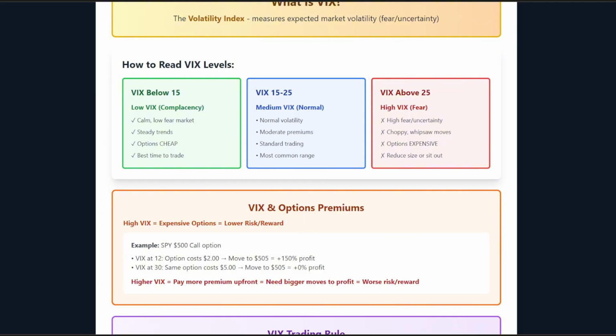When you see VIX trading between 15 and 25, that's a medium VIX: more normal volatility, moderate option premiums, standard trading in terms of price action movement, right? When it comes to price action, you're going to see stocks respect the ATRs a lot more, right?